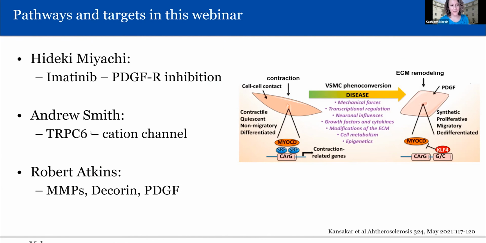From Dr. Miyachi, we'll hear about imatinib, which is an inhibitor of the PDGF receptor. From Dr. Smith, we'll hear about a cation channel that influences contractility that reinforces a smooth muscle phenotype. And from Dr. Atkins, we'll hear about some matrix remodeling mechanisms that will influence cell-cell contacts and cell phenotype. So I'm very much looking forward to these next talks.